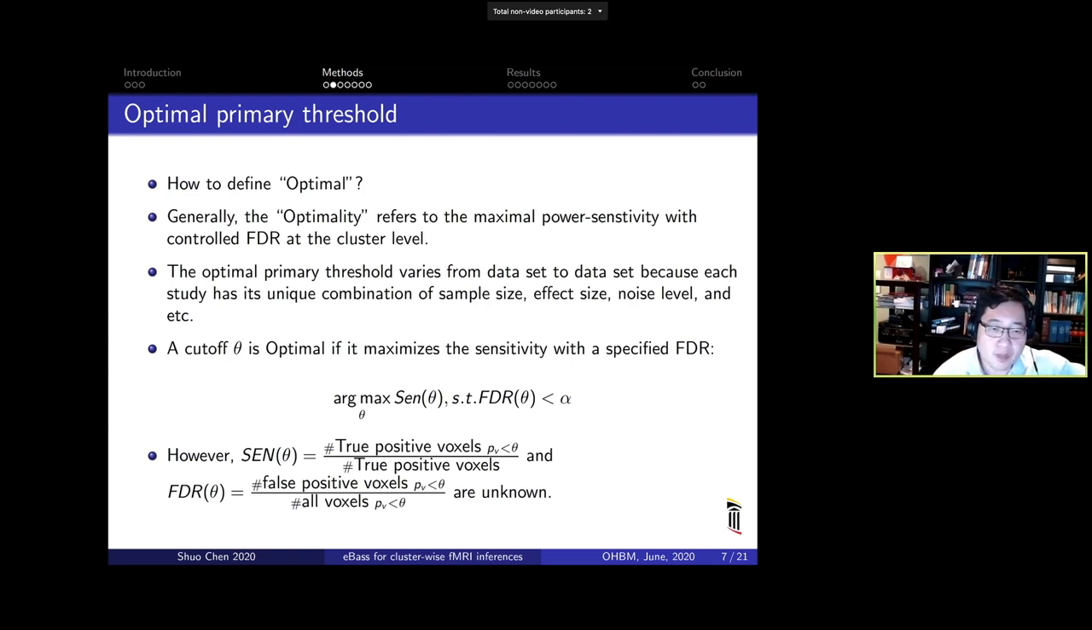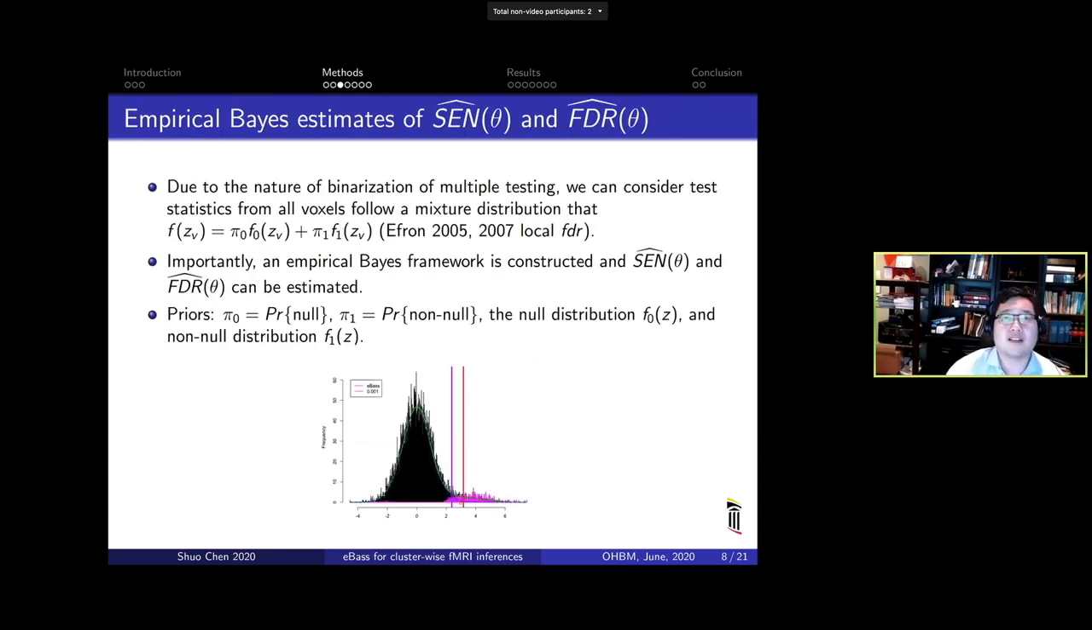The sensitivity is essentially the number of true positive voxels that pass the threshold over the overall number of true positive voxels. And the FDR is, of all voxels that pass the threshold, how many of them are false positives. However, these two are unknown. So without any information on these two criteria, it's almost impossible to optimize the cutoff. So instead of choosing a predetermined cutoff, we resort to an empirical-based method, which is actually well established.